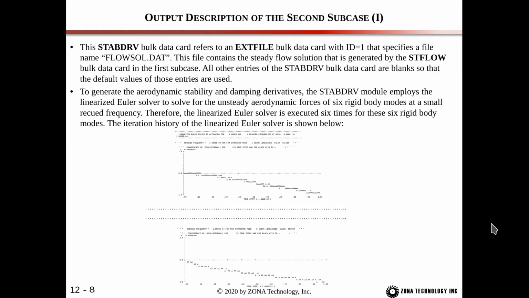So then moving on to the second subcase, the stability derivative card refers to the ext file card, which refers to that flowsol.dat. And then the stability derivative module employs the linearized Euler solver to solve for the unsteady aerodynamic forces at the 6 rigid body modes at a small reduced frequency. Therefore, the linearized Euler solver is executed 6 times for those 6 rigid body modes, and the iteration history of the linearized Euler solver is shown here.